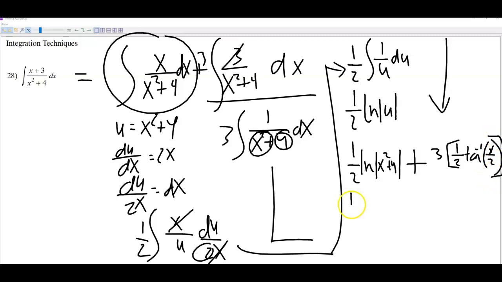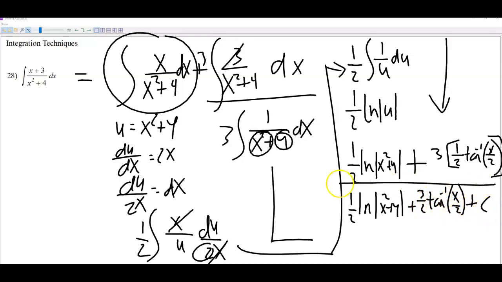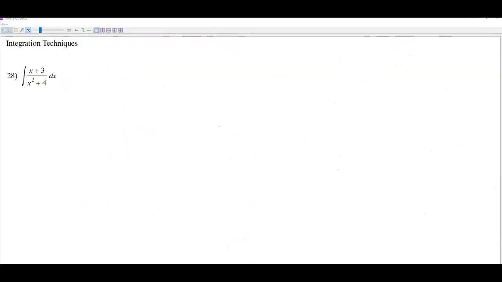So let's go ahead and put all this together. Then we have half ln of absolute value of x squared plus 4 plus 3 over 2 arctangent of x over 2 plus c. And there's my final answer for that one. So it's a splitting the numerator. And once you split the numerator, it's like you really just have 2 separate problems that you're doing. Let's go ahead and move on to number 29.